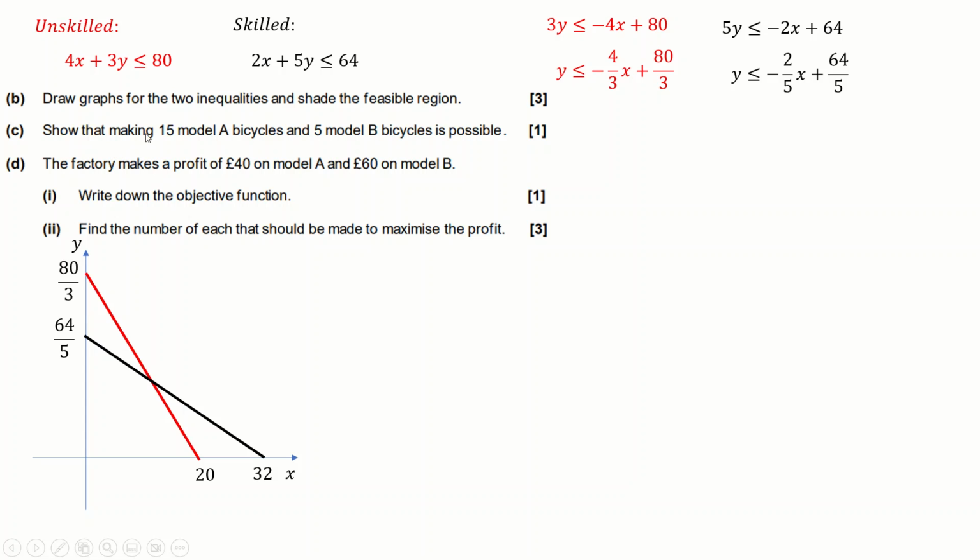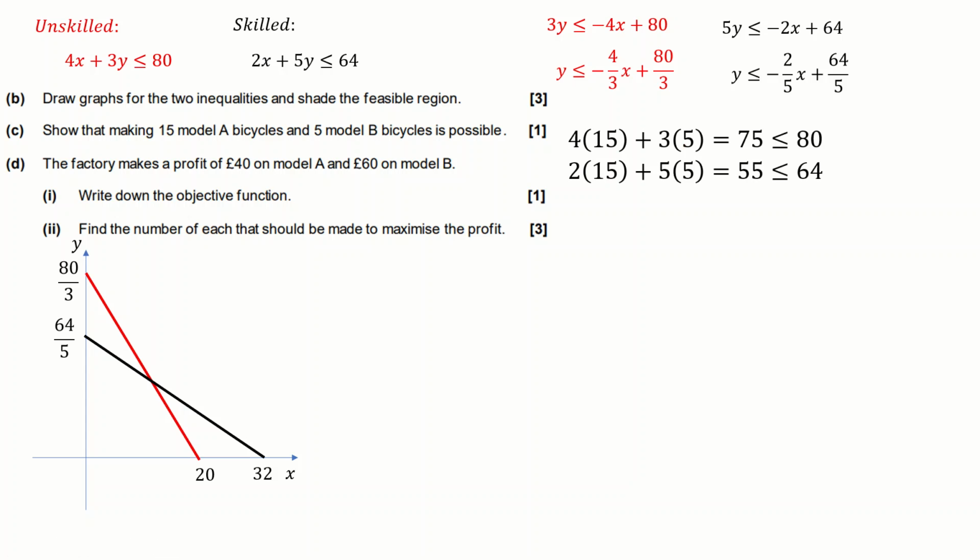Good. Show that making 15 and 5 is possible. So if you drew this accurately, you could just pinpoint that 15, 5 is within here somewhere, or you could just plug 15 and 5 into both of those inequalities and show that both the unskilled laborers and the skilled ones have enough time to do that, which is also fine. That's just what I did.